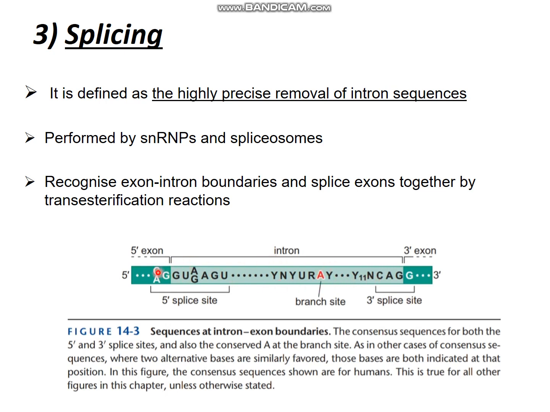Now the junction between the exon and intron towards the 5' end is known as the 5' splice site, and the junction between the exon and intron towards the 3' end is known as the 3' splice site. Now we will study the exact mechanism of splicing in the next video.